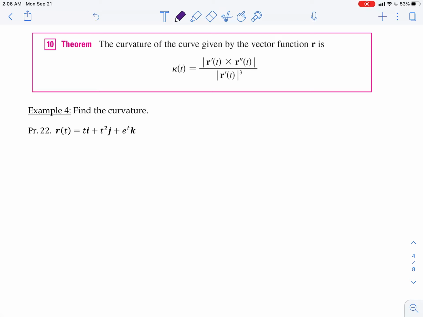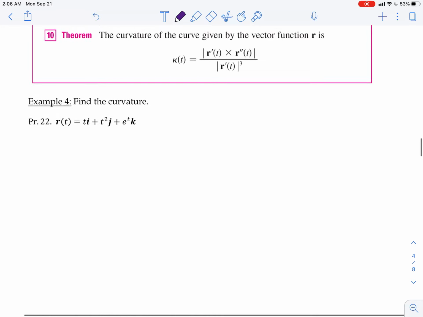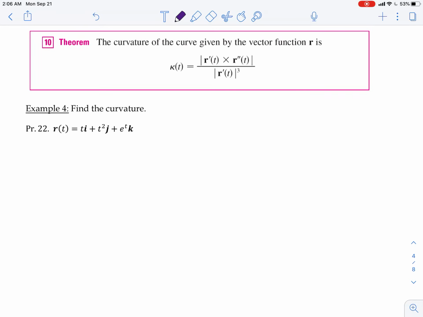Alright, welcome to page 3. And all we're going to do is find the curvature of two vector functions, and we're just going to use two different theorems. We're going to start off with what we did on the last page. I guess this is page 4.